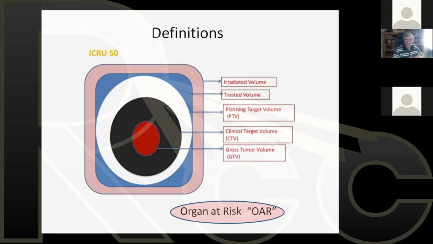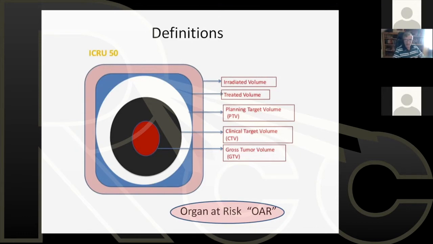The PTV is critical to making sure that most of the dose, the intended dose, is delivered to the target. The PTV ranges sometimes very tight from 2 or 3 millimeters, and sometimes can be as large as a centimeter around the CTV.